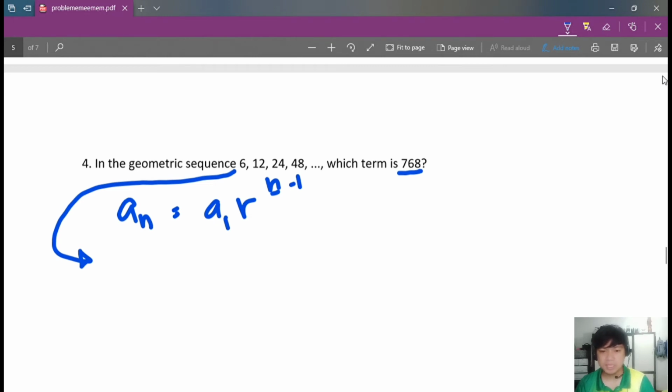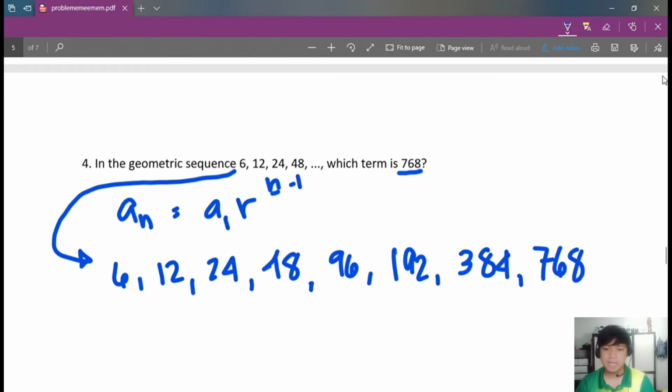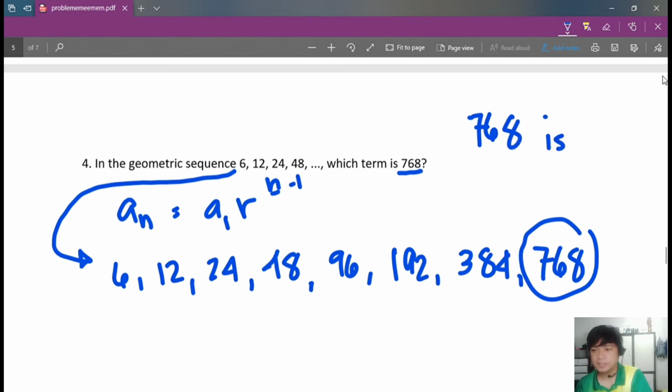So, tingnan natin. 6 times 2 is 12, 24, 48. Tapos next dito is 96. So, 96 times 2, 192. Tapos, times 2 again, 384. Times 2 again, 768. So, pang ilan siya? 1, 2, 3, 4, 5, 6, 7, 8. So, 8 term. 768 is the 8th term.